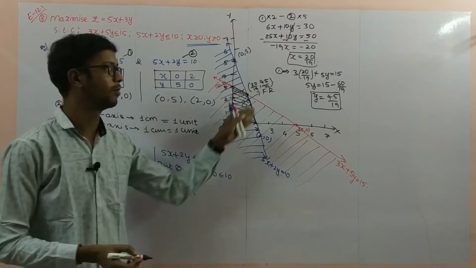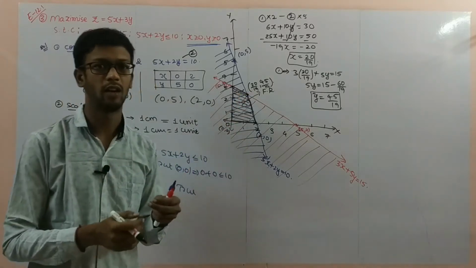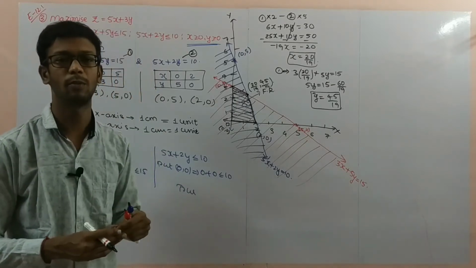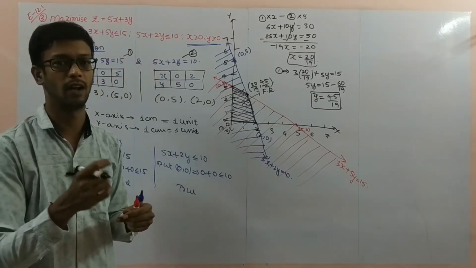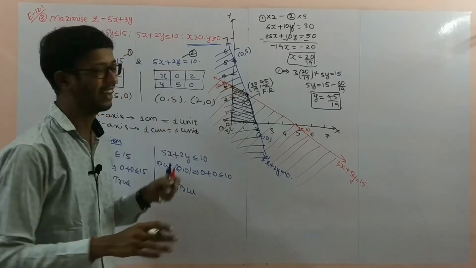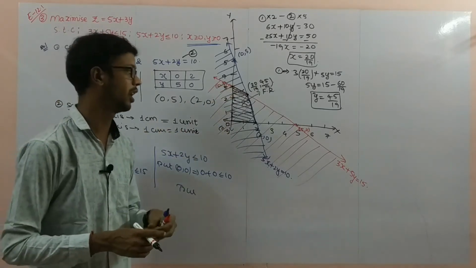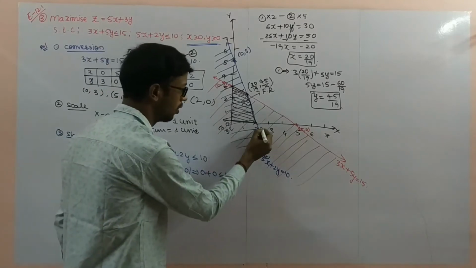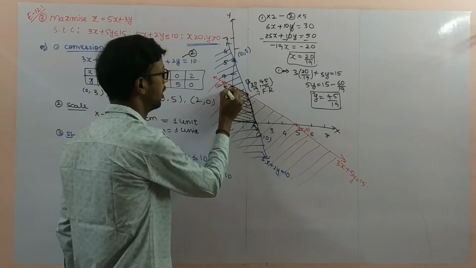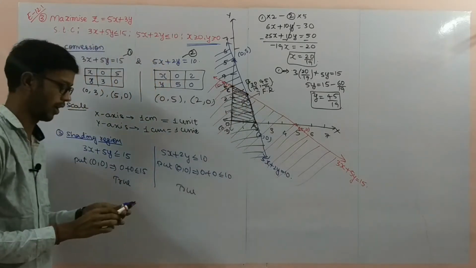Only in two problems, when divided, you will get fraction form, rational numbers. In the remaining problems you will get proper numbers, integers. This problem and the next fourth problem also you will get like this. So this is the point O, this is point A, this is point B, another point is C. So those are the corner points.